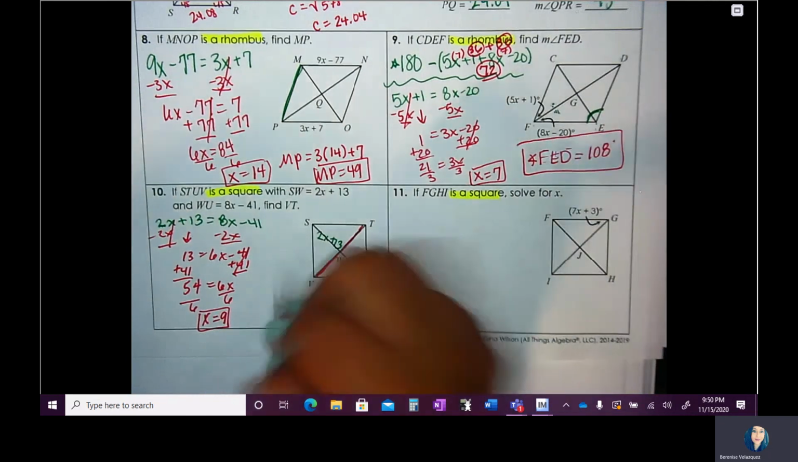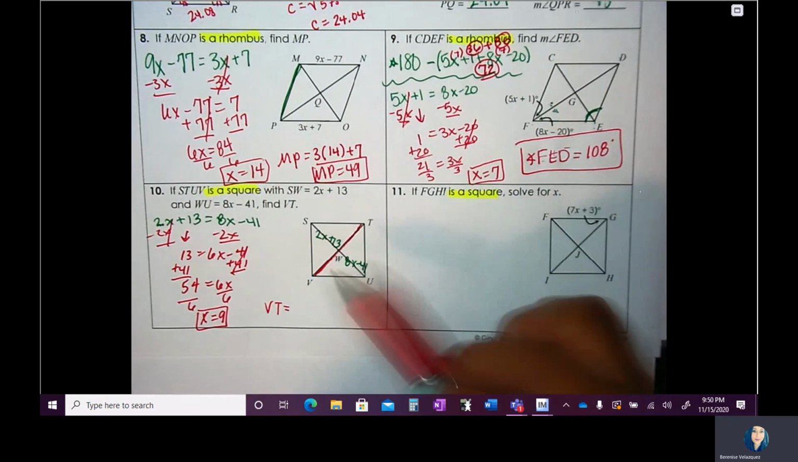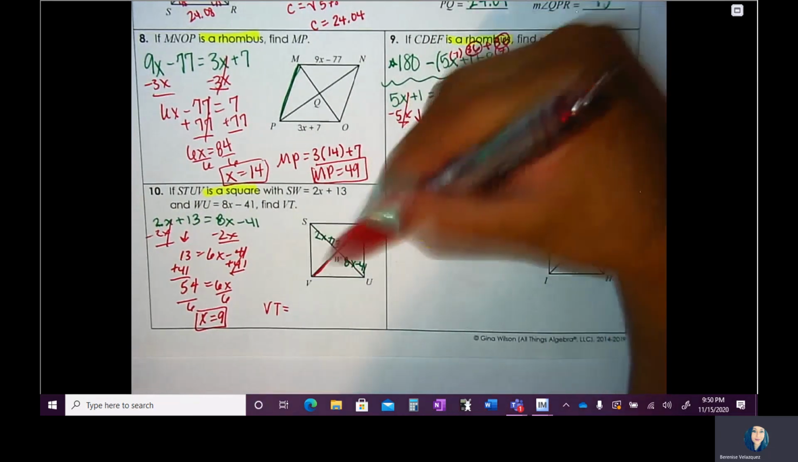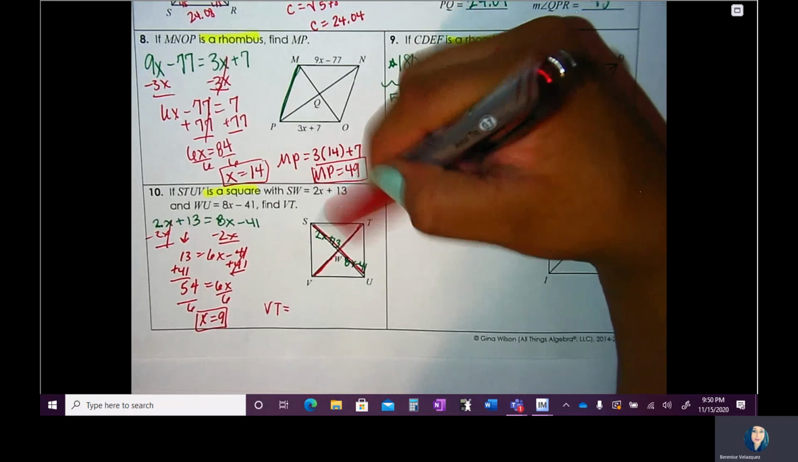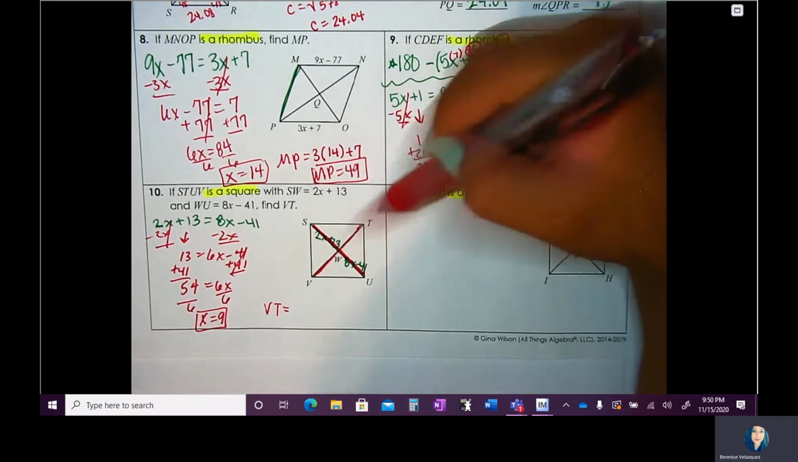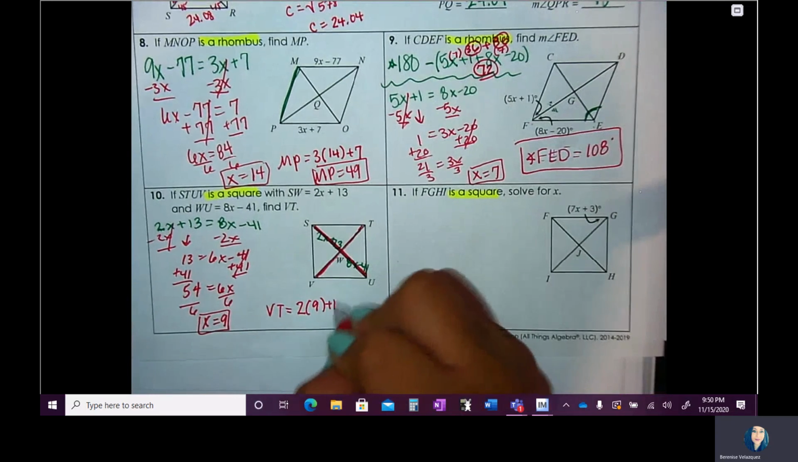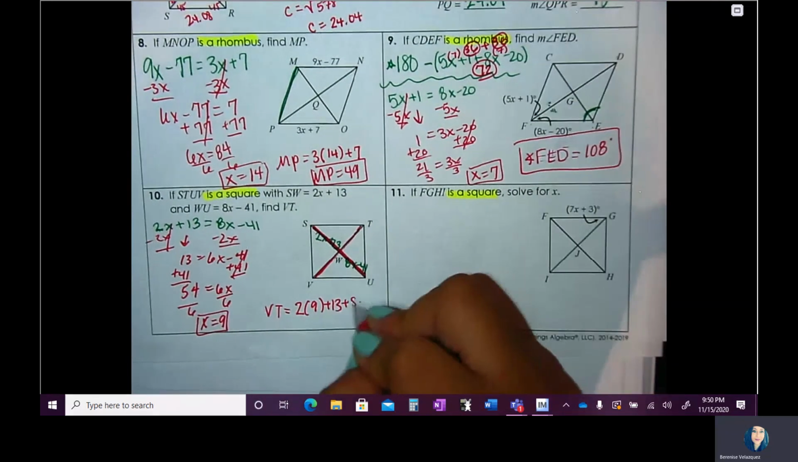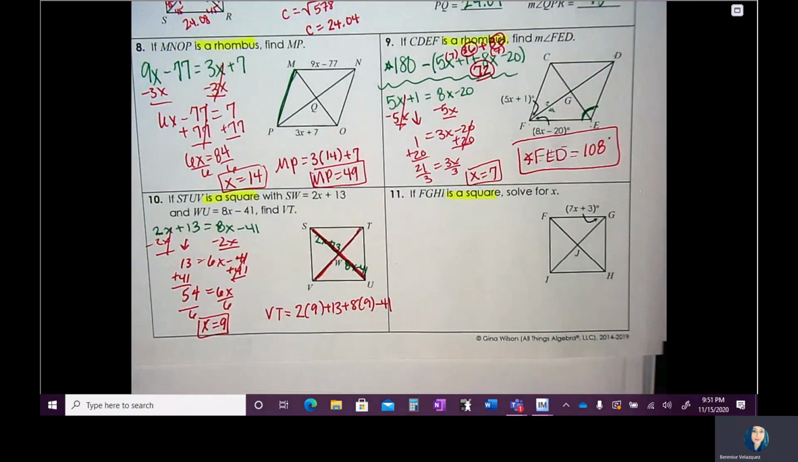Now I need to find out, how am I going to get VT? Well, VT is the whole thing. This whole thing doesn't have any numbers on it, but remember, they all match. So if we can get this value, we have the other side. So all we have to do is plug it into the whole thing. So 2 times 9 plus 13 plus 8 times 9 minus 41. You can also plug it into half of it and then double it. Okay, so you have your calculator. I'll just plug it all in.